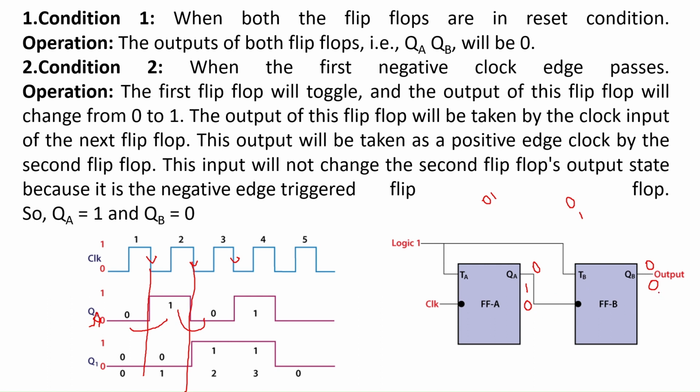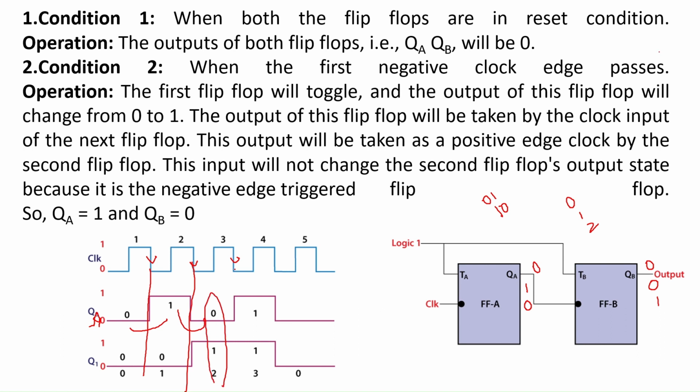The previous output is 0, which is toggled to 1, which in the sense 1, 0, whose decimal count is 2.